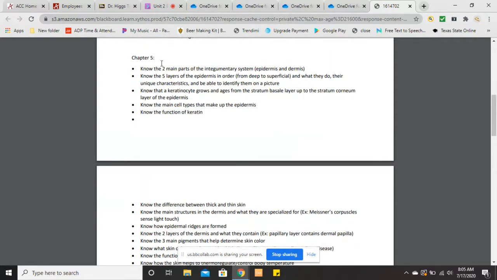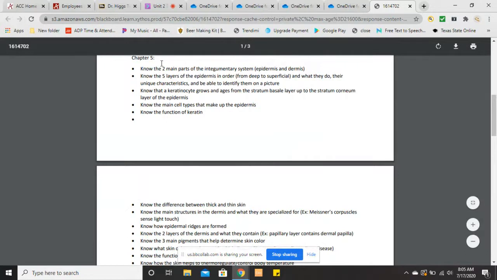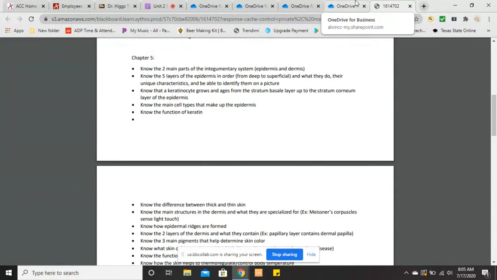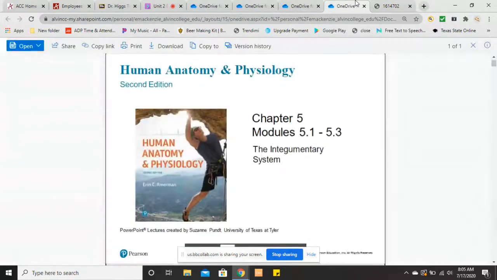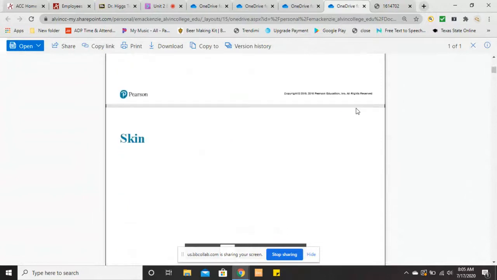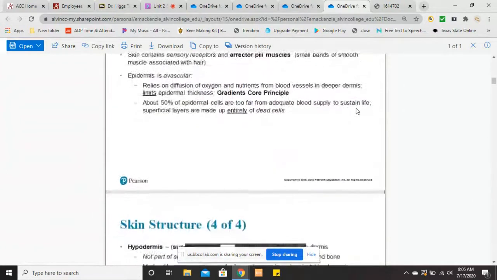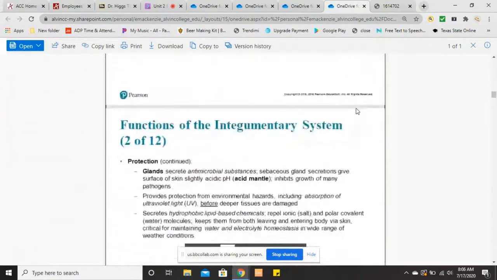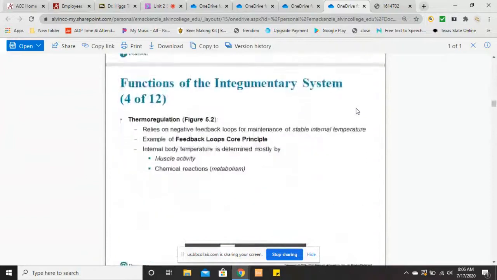Yeah. So first, let's look at the epidermis. For the epidermis, even though it's the top and thinner layer, it's broken down into sublayers. You got to know your five layers of the epidermis in order from the deep layer to superficial layer. And you got to know what's unique about each of those layers. Okay. So I'm going to help show you. Just go on to a picture of the epidermis and we'll look at those five layers and talk about them real quickly.